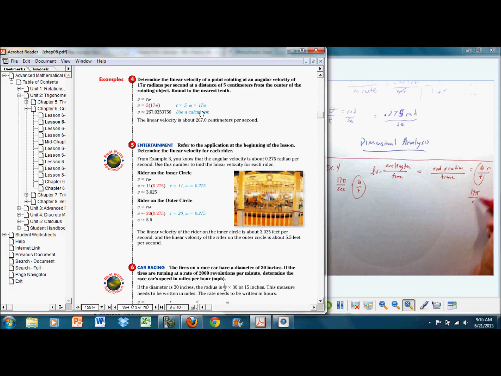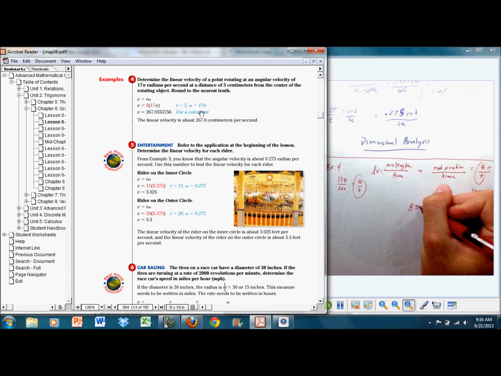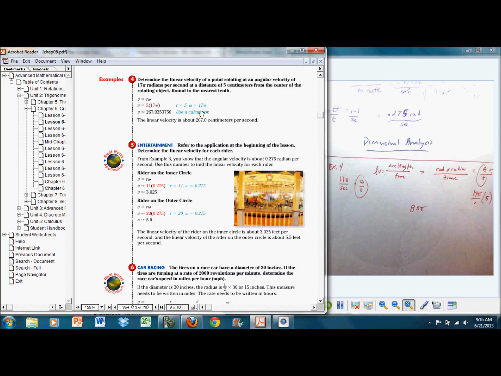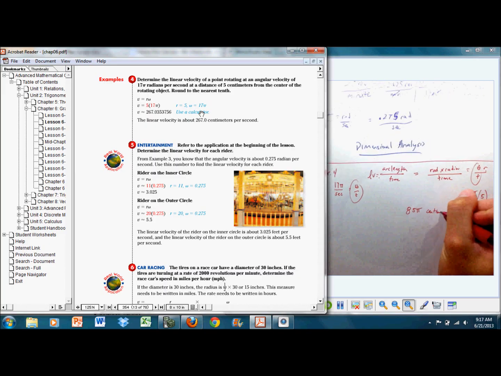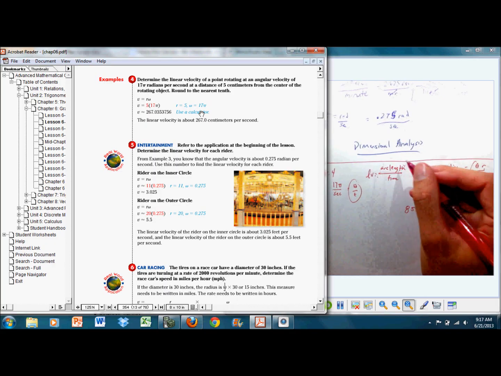So 17 pi over 1 second is your theta over t, and then all you have to do to find the linear velocity is multiply by the radius. So multiply by r, which is 5. You multiply 5 times 17, and that's 85 pi. And the units are no longer radians per second. It's actually just centimeters, because remember that arc length is a unit of distance.